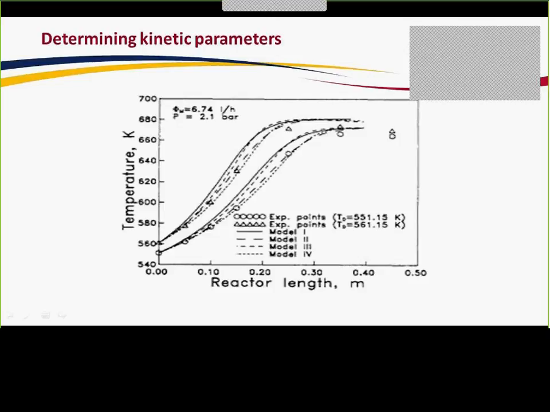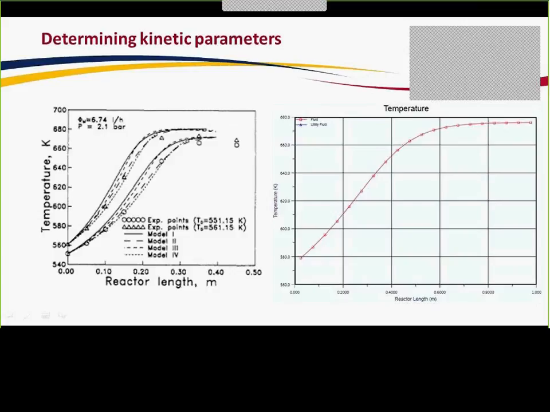And so in HYSYS, as you can see on the right, that's our final temperature plot. When comparing it to the literature data, we can see there's an accurate fit to the data, which essentially validates our model and allows us to carry on with our design.